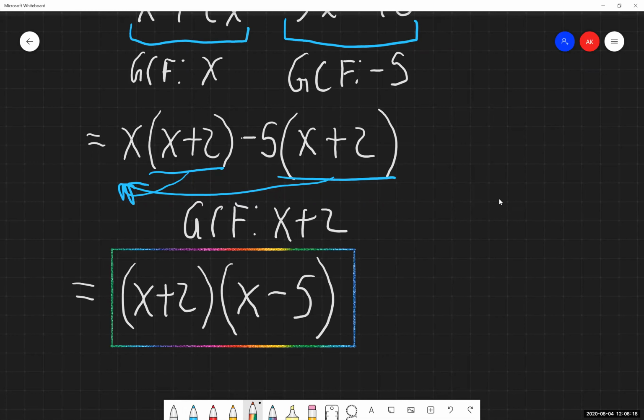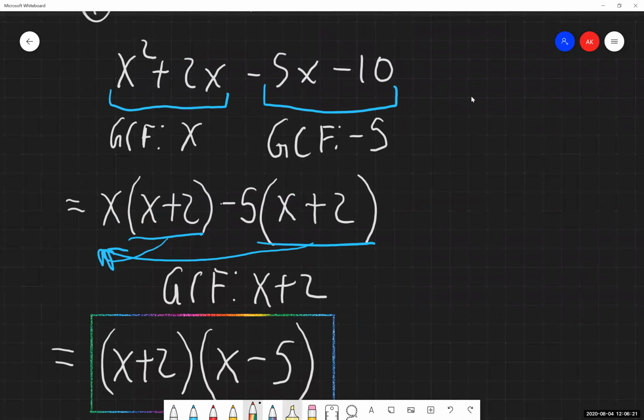A really big giveaway as we go through this process, finding our greatest common factor and factoring things out: when we get to our second round of factoring, we should always be finding a binomial as a greatest common factor. This x plus 2 worked out. It was in our first term. It was also in our second term.